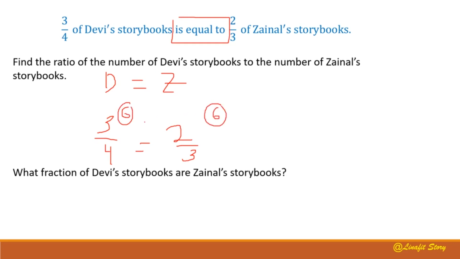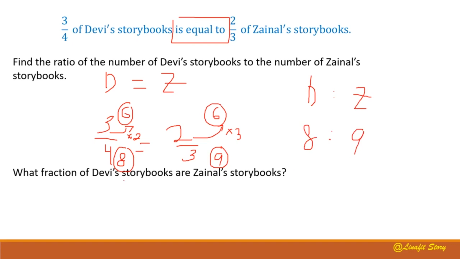Now we solve David first. 3 times how many equals 6? 3 times 2. Then do the same to the bottom number. 4 times 2 equals 8. Now move on to Zainal. 2 times how many equals 6? So 2 times 3. So do the same to the bottom number. 3 times 3 equals 9. So find the ratio of the number of David's storybooks to the number of Zainal's storybooks. So the answer equals 8 to 9.